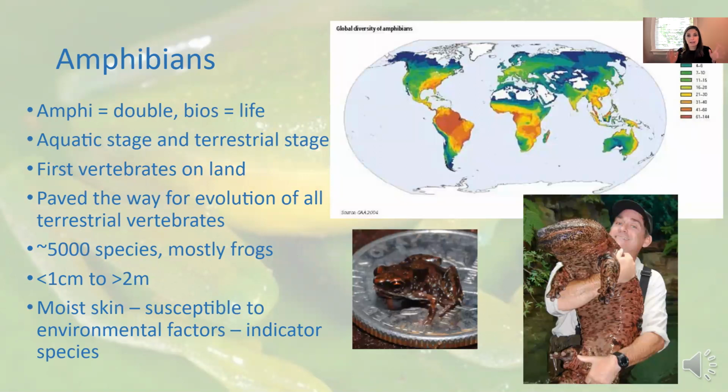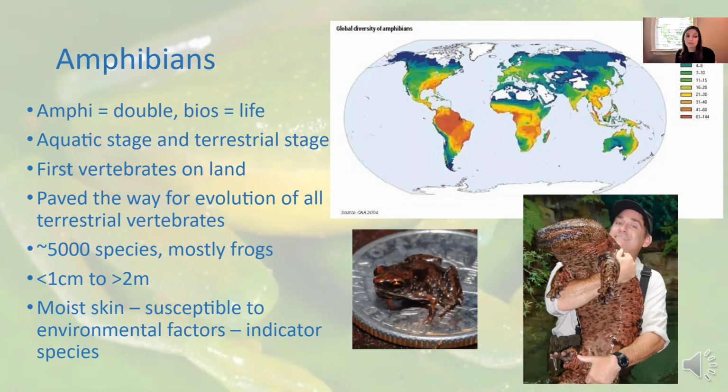So the word amphibian: the first part, amphi, means double, bios means life, so double life, meaning that their life cycle typically includes an aquatic stage and a terrestrial stage, and that there's metamorphosis that happens between those. There are several different life cycles when we look at specific examples of amphibians, and we'll get into those later. But in general, aquatic and terrestrial stages.